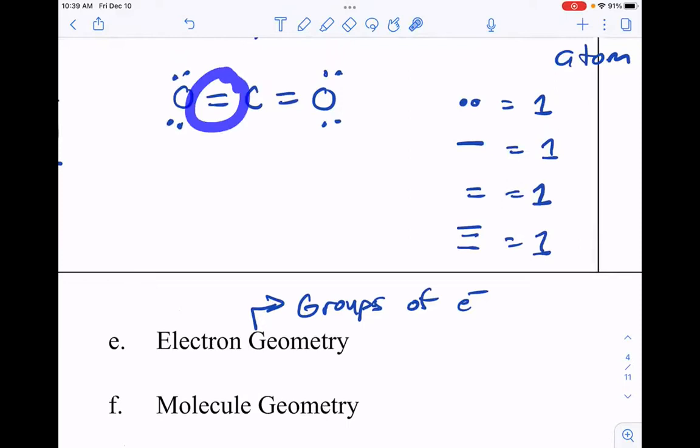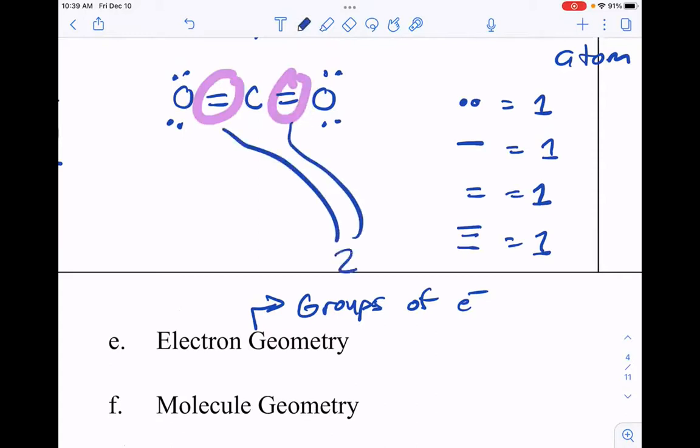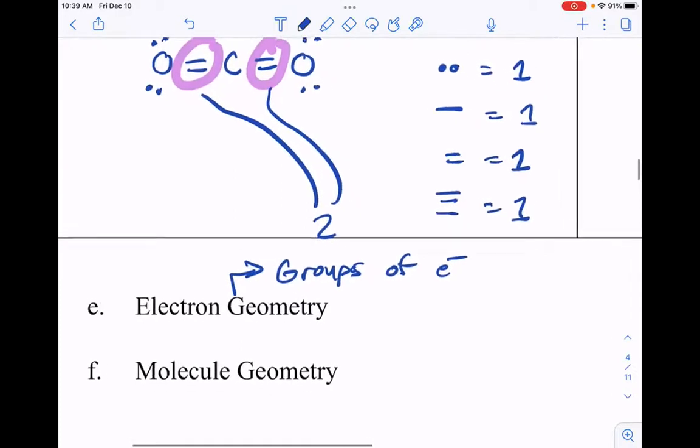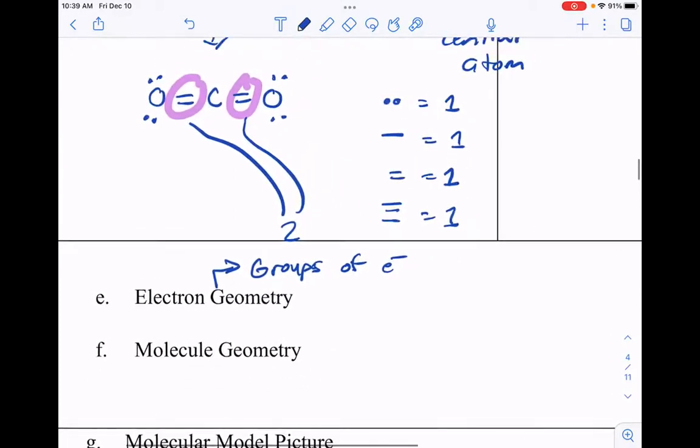So this is a double bond, so that's one group of electrons. This is another double bond, so that's another group of electrons. So really what we have is 2 groups of electrons. And if you have 2 groups of electrons, what is the electron geometry? Linear. Bond angle? 180.